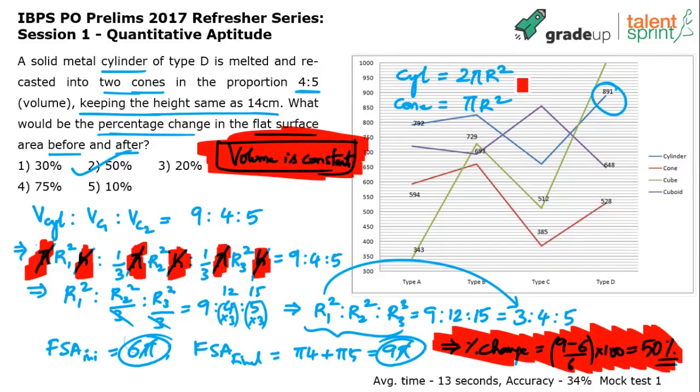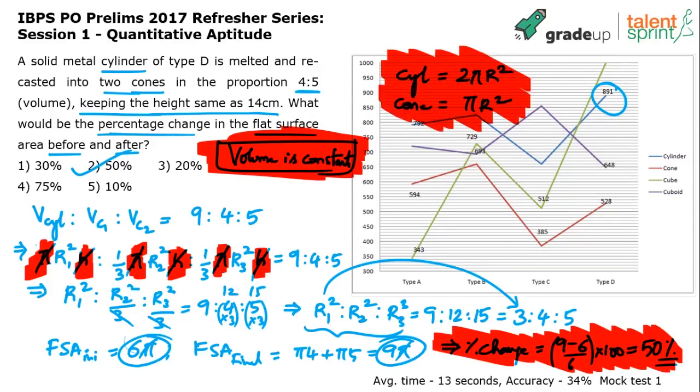You can do this mentally, right? These are formulae again. Do you have to write it on paper? No, save your time. Don't write this step 9 is to 12 is to 15. You should directly be able to evaluate it as 3 is to 4 is to 5. And this also in my view is not needed. You should know that this is 3 times 2, 6 and 4 plus 5, 9. 6 becomes 9, which means 50% increase. So even this last step is not needed.